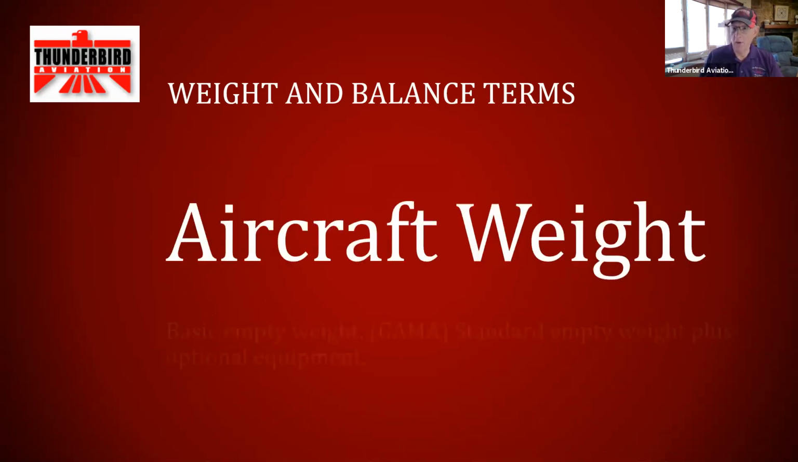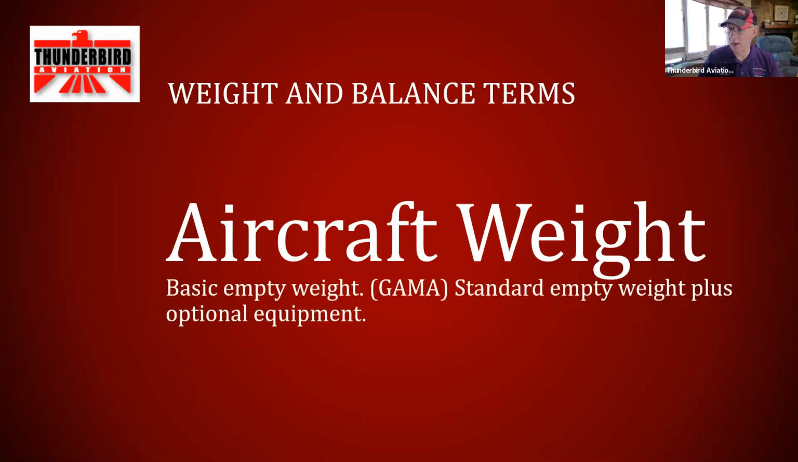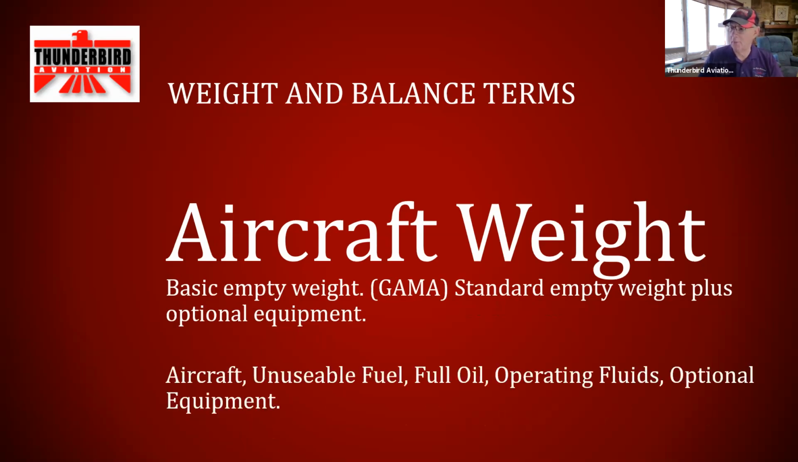The one that is happening most often now is called the basic empty weight, which according to the general aviation folks is the standard empty weight plus optional equipment. So if you're asked this question, if you're flying an airplane that has a basic empty weight as part of its weight and balance calculation, when you're asked the question on a check ride, the answer is basic empty weight includes the aircraft itself, unusable fuel, which in most airplanes is about 2 gallons, full oil, operating fluids, and the optional equipment.